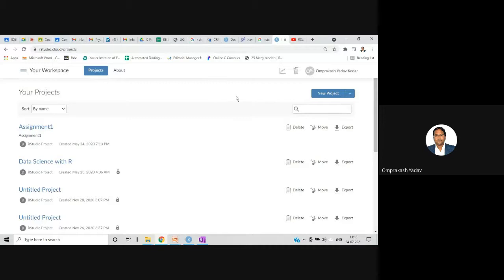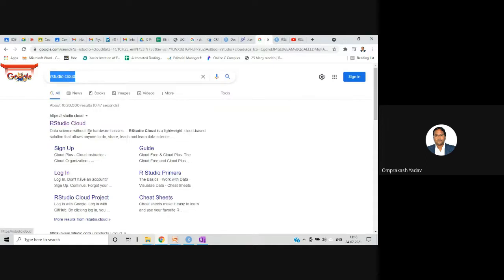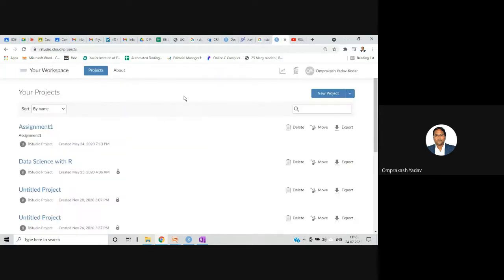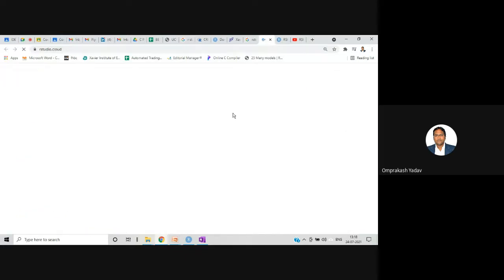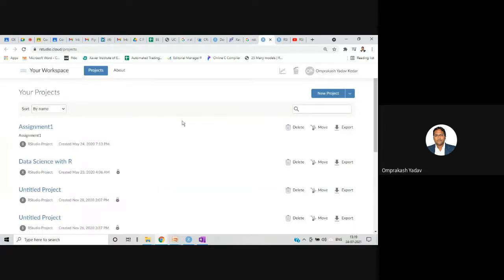So what I'll suggest is that all of you go along with me. Do one thing: search R Studio Cloud, all of you, if you have the laptop in front of you. If you don't, then please write down the steps, or later on after seeing the videos, you can do that. So you can search R Studio Cloud, click on that, and just try to log in. For me, I have already logged in, so it will show me this particular page.